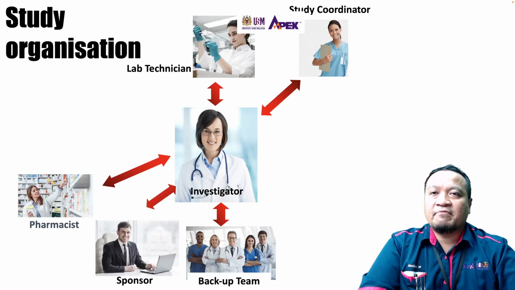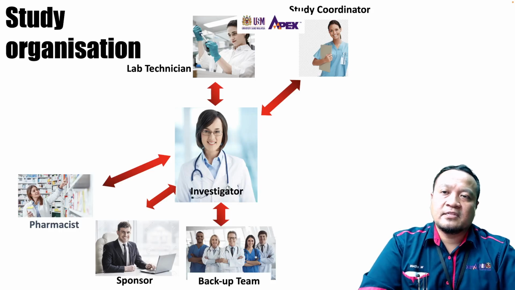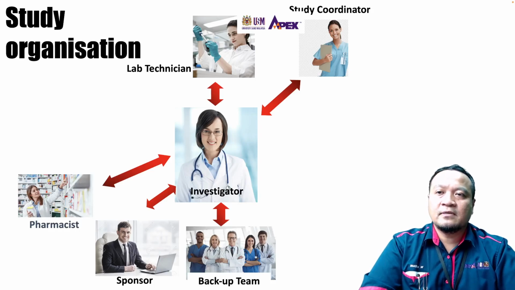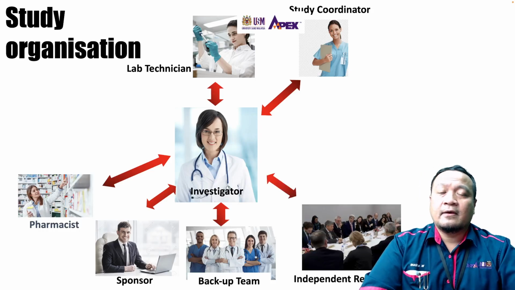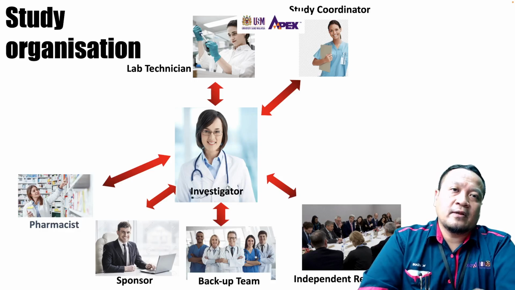The investigator will need to communicate with the sponsor all the time, two-way communication: the investigator is responsible to respond to the sponsor, and the sponsor is responsible to give relevant information to the investigator with regards to the conduct of the trial. And there's also an entity called the Independent Review Board.